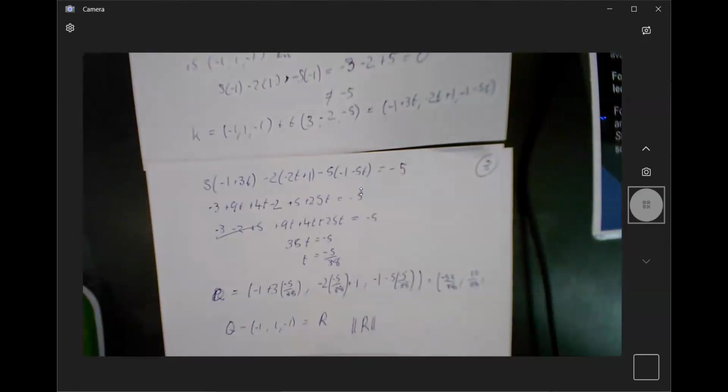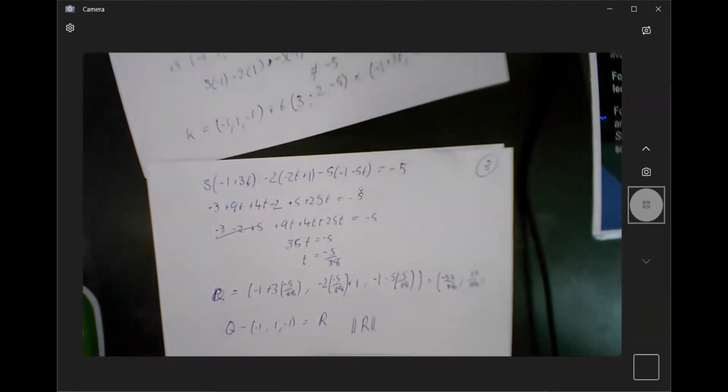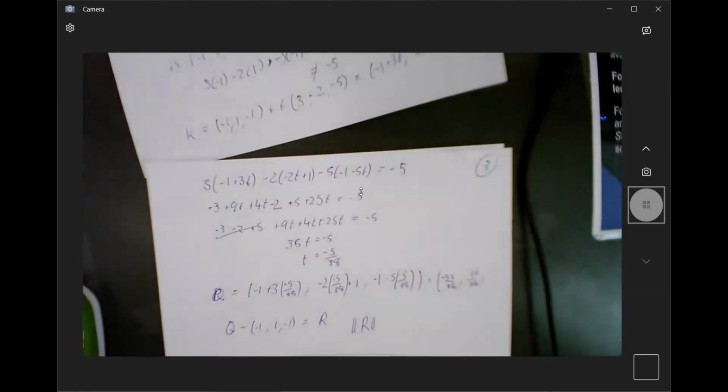Once you've got that value of t, you can put it back into the parametric equation of the line, and we can get the actual value. That's why I didn't work that out, because it's going to be horrible numbers. Nobody wants that.